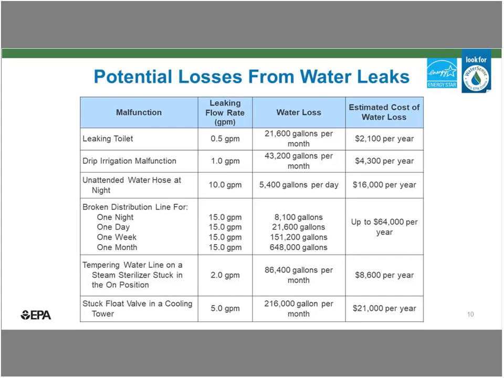So this is just another chart that shows you the magnitude of some of the different types of leaks that you can see. And even a leaking toilet can add up to almost $2,000 of water costs per year. So it's definitely something significant. And if you have something larger, like a broken distribution line or a stuck float valve on a cooling tower, it can add up really fast. So you want to try to find these things as quickly as you can so that you can nip them and stop them so that you're not wasting a huge amount of water and energy and money.